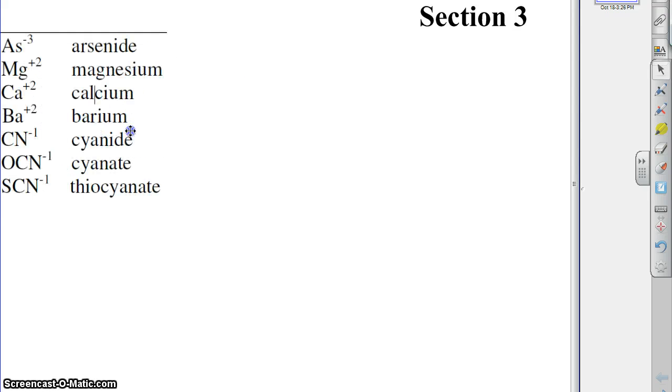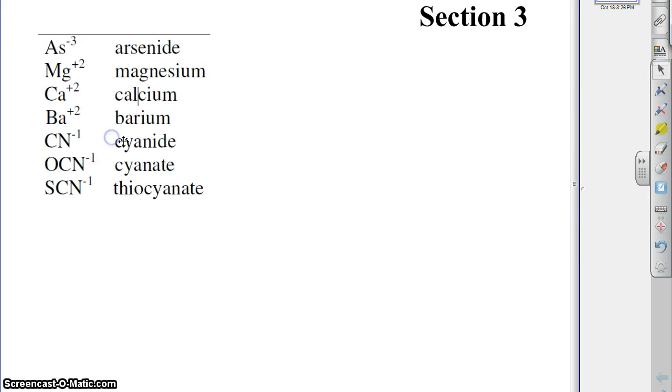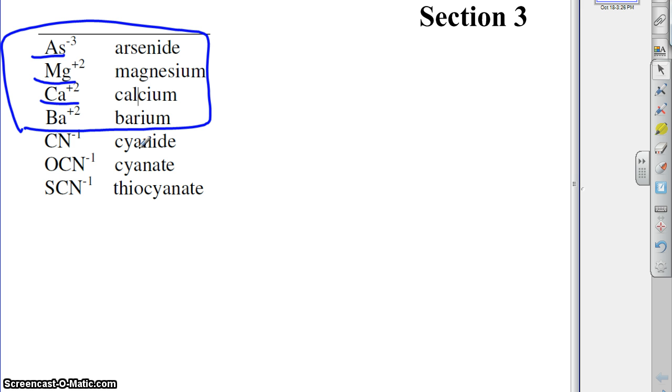Section 3 of the ions this week will contain arsenide, magnesium, calcium, barium, cyanide, cyanate, and thiocyanate. I won't even talk about these four because they follow the pattern: those are all the single element, one capital letter, one capital letter, one capital letter, one capital letter.